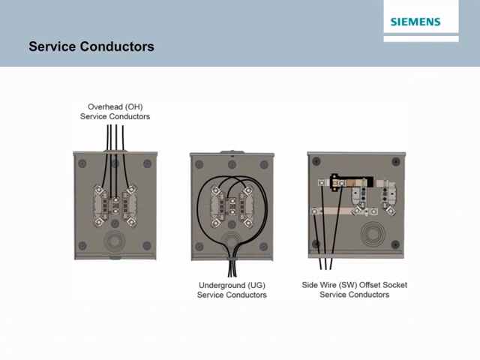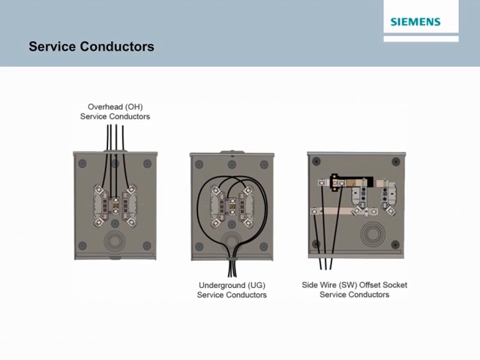A service entrance is the place where electrical service conductors enter a building. Service conductors can enter from overhead, entering the socket at the top, or from underground, entering the socket at the bottom. Sockets designed for underground service are usually wider in order to provide space for the conductors to loop around the block to the top connectors.